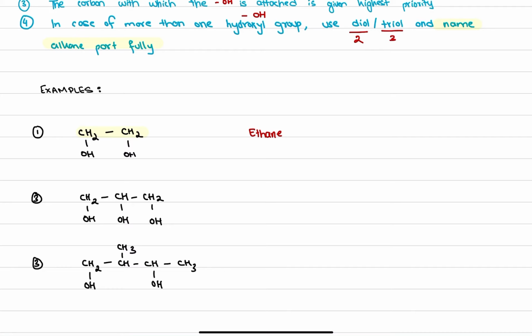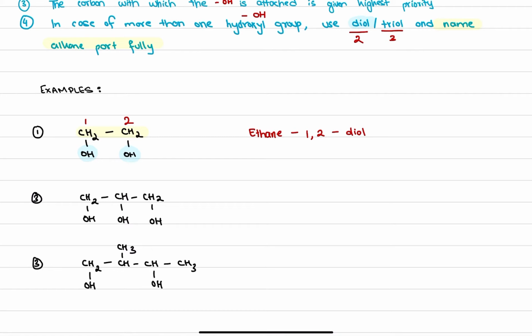All right, so we name the alkane part fully, and that's basically ethane because there are two carbons involved. Now, because there are two hydroxyl groups over here, we're going to use the term diol. And the way that we're going to use it is we are going to write diol over here. And right over here, we're going to mention on which carbons these two OH groups are attached. And you can number it in any way you like. It's still going to be 1, 2. So it's 1, comma 2. So the name of this molecule is ethane 1,2-diol.